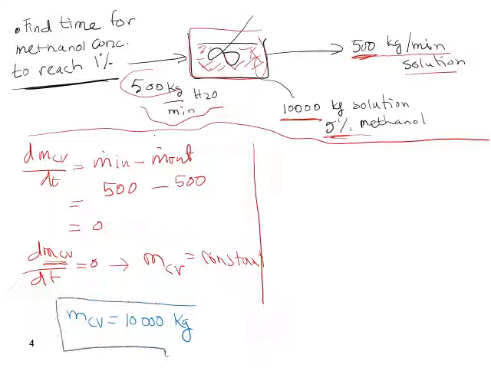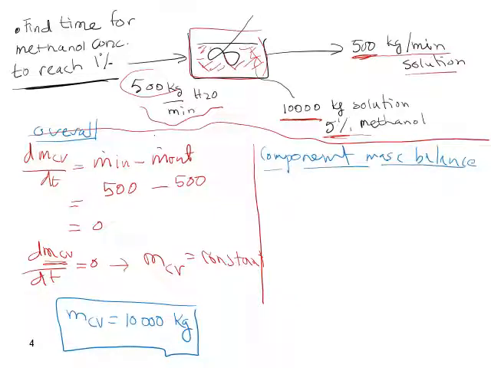So this is just telling me that the mass in my control volume is not going to change. So what to do then? This is the overall mass balance. So it seems that I have to apply the component mass balance. Which component am I going to apply it to here? The mass balance on the methanol.